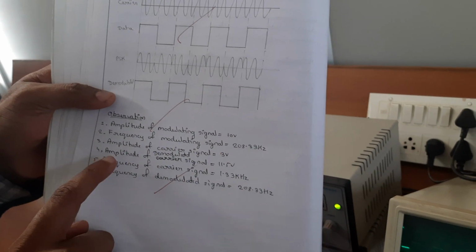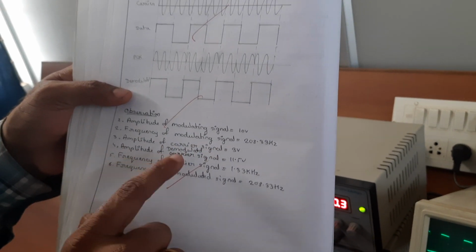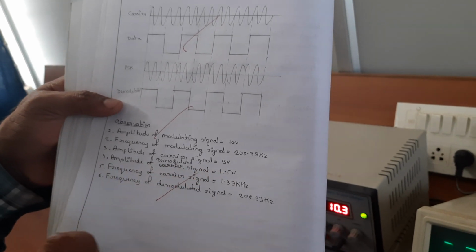Make the same observations: observe the amplitude and frequency of the modulating signal, the amplitude and frequency of the carrier signal, then the amplitude and frequency of the demodulated signal.